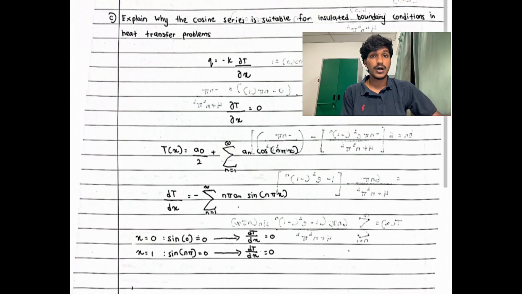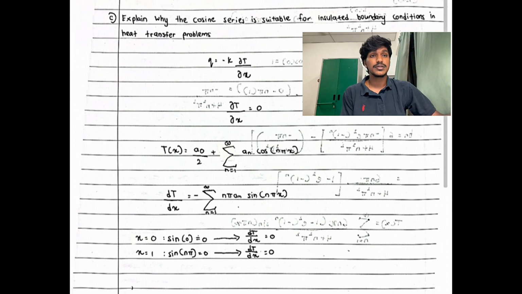The terms of the half-range cosine series are built using cos n pi x over L. If we take the derivative of these terms, we get a sine function, negative n pi over L, sine n pi x over L.